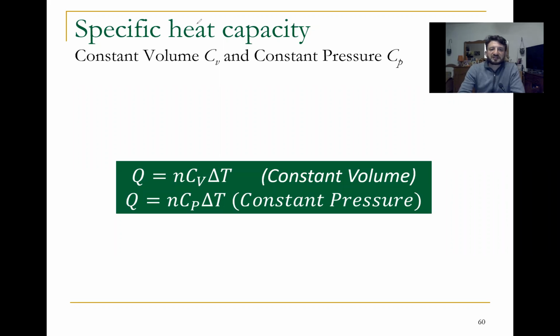So this is a general case, Cp and Cv, where Q equals n Cv delta T and Q equals n Cp delta T. Let's go now to the isochoric process.